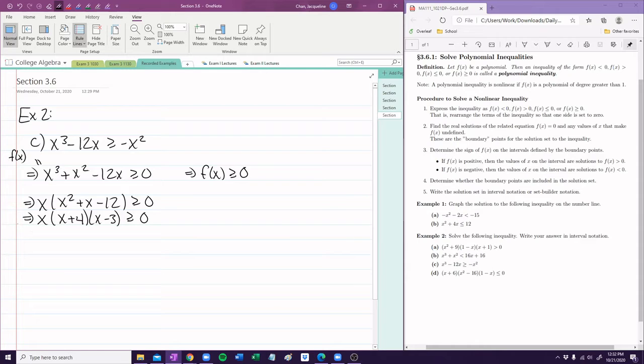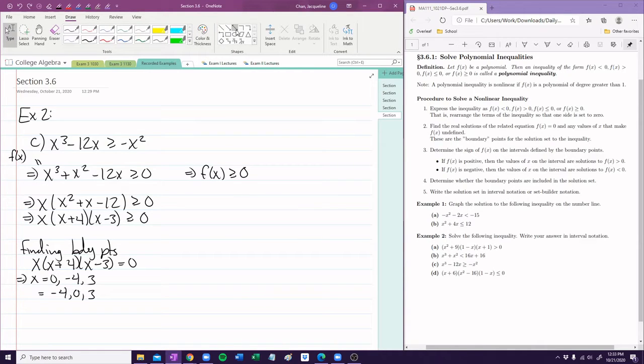Now that this is in factored form, I'm going to find the boundary points. Remember, one way to think about finding boundary points is just finding your x-intercepts. So I get x is equal to 0, and by the zero product property, negative 4 and 3. Before I plot these, I'm going to put them in increasing order so we won't make mistakes when we plot them on the graph. Hopefully.